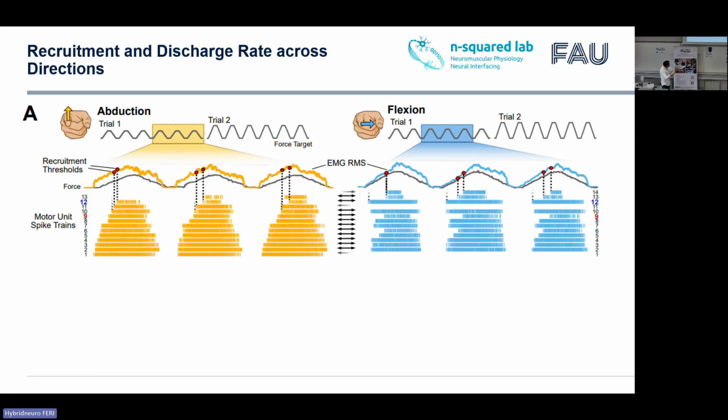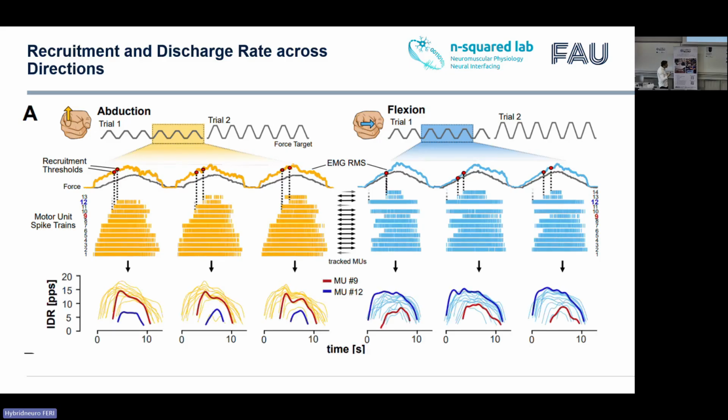During the flexion, this is the same unit. You can see, for example, this unit here that was recruited very late. Okay, here, it was the first to be recruited. So then there was such a strong switch in the motor units that are recruited.